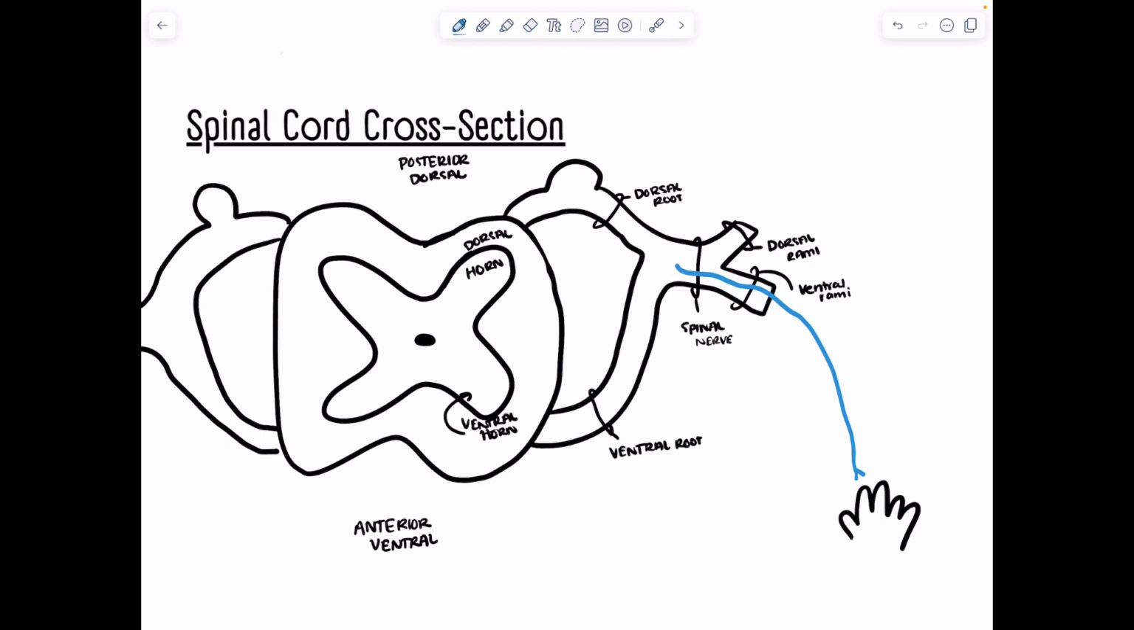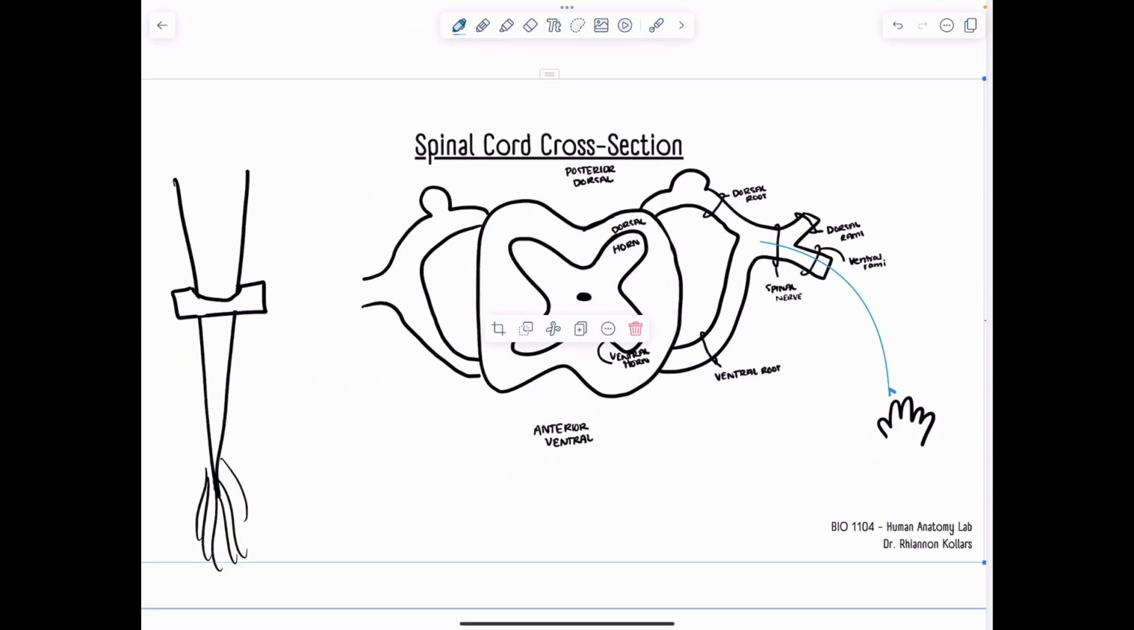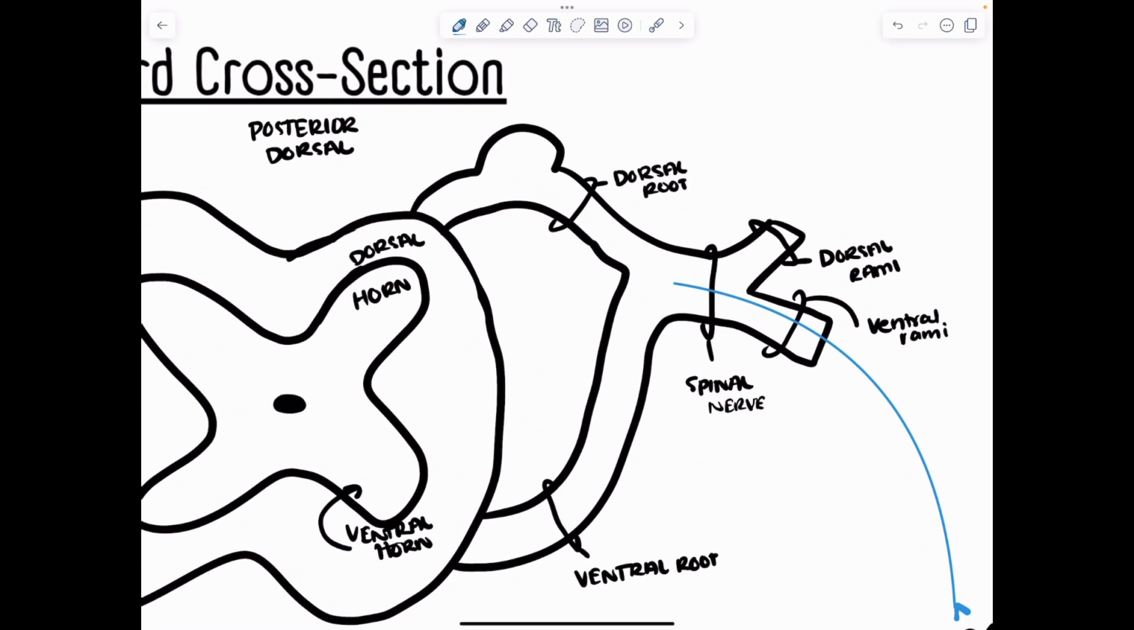Now sensory in the back. Sensory in the back, that's what I want you to think of. I sense things in the back. So it's going to come up, it's going to go into my dorsal root, and it's going to send that information to the cell bodies, the somas, in my dorsal horn.